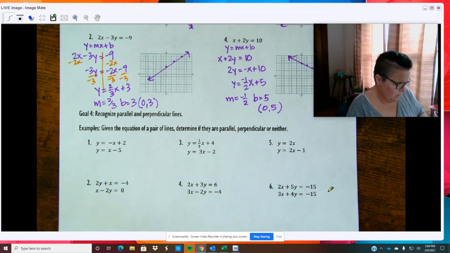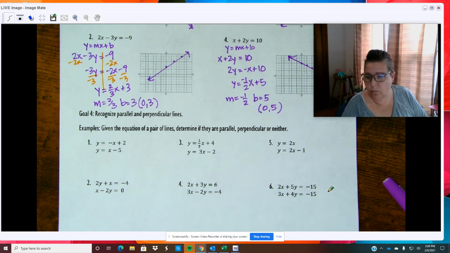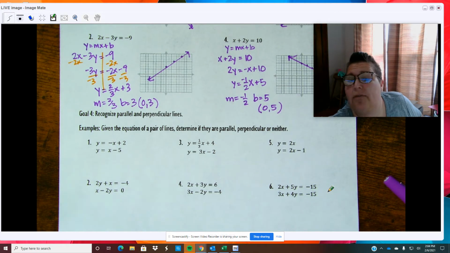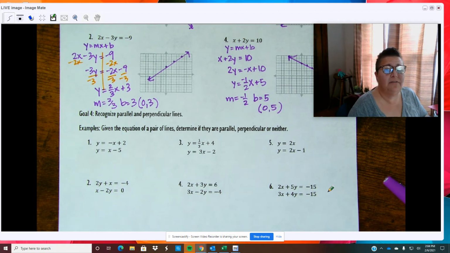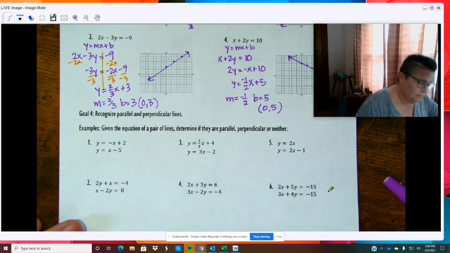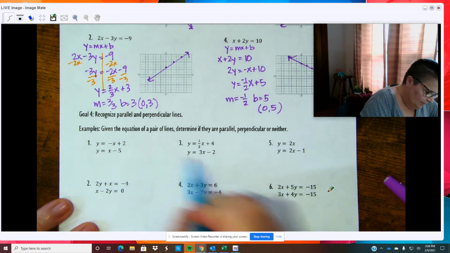So I want a new color. Take a whiff. Take a whiff. Smell a smell. Sniff a sniff. Take a whiff. All right. You probably don't know what that's from.